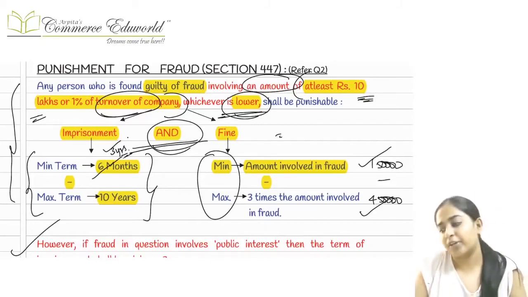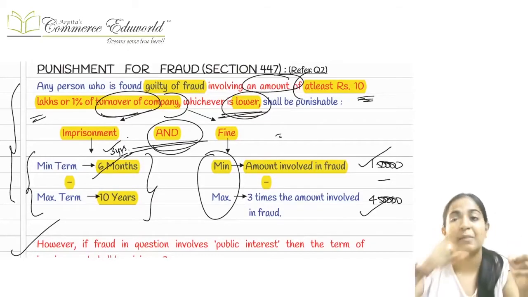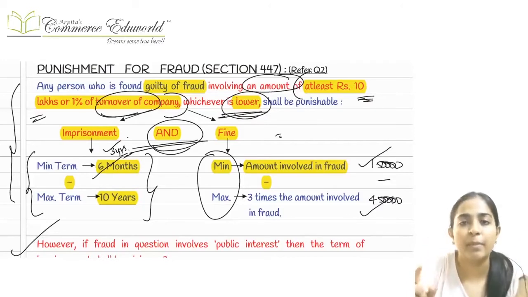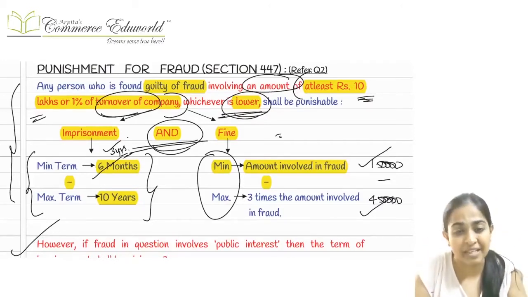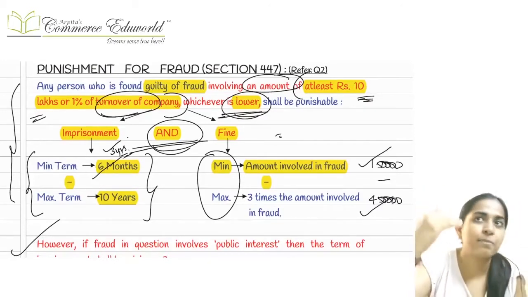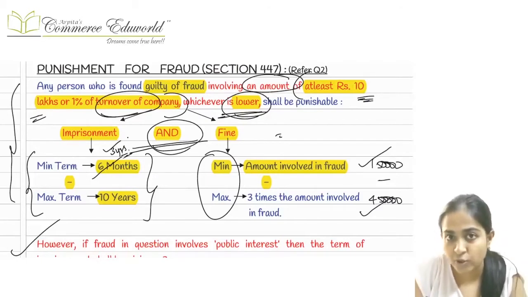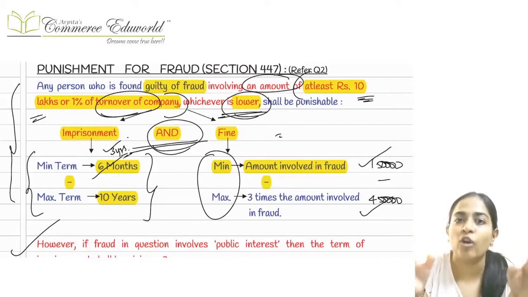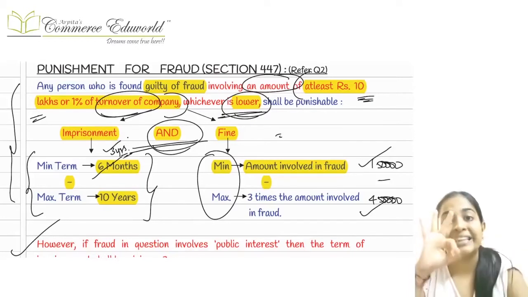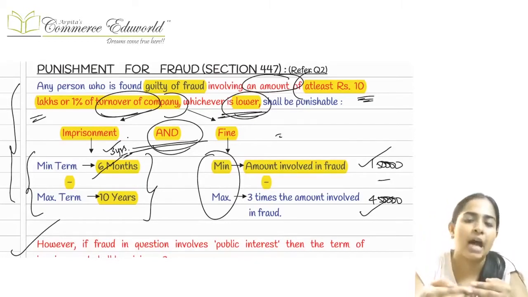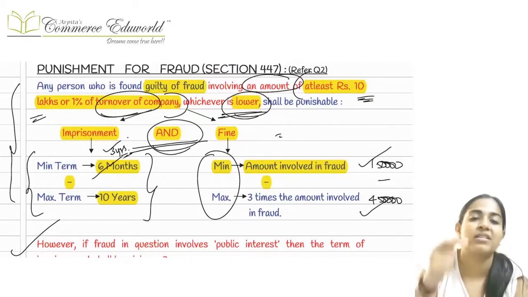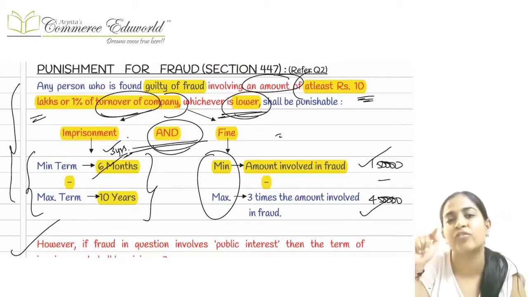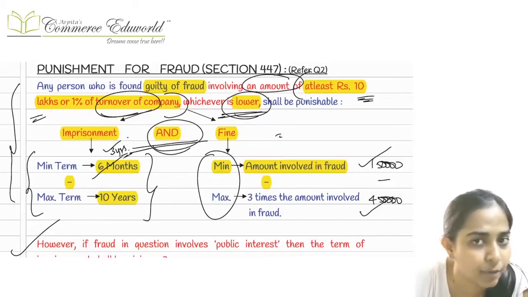then in that case, that person will be punishable with imprisonment and fine. Imprisonment can range between 6 months to 10 years, and fine can range from the amount involved in the fraud up to 3 times the amount involved in the fraud. But just remember, this is a non-compoundable offense, and that's why the word used here is 'and' in between.